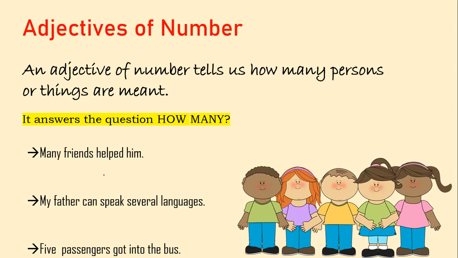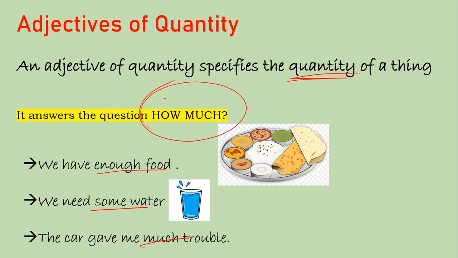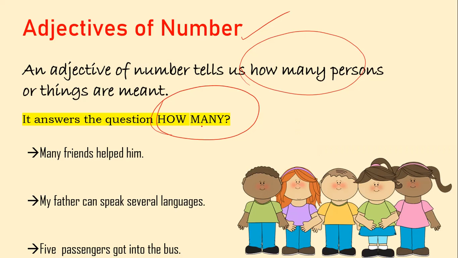Next, we have adjectives of number. An adjective of number tells us how many persons or things are meant. So how many persons or things we are talking about, and it answers the question how many. So you can see the difference. Adjectives of quantity tell how much, and this is telling us how many.